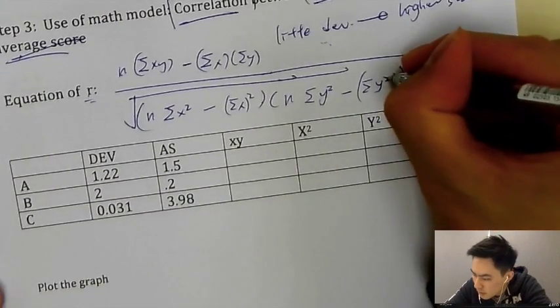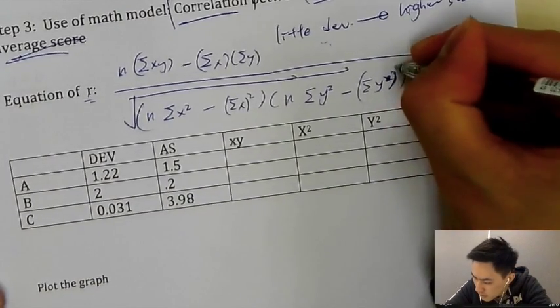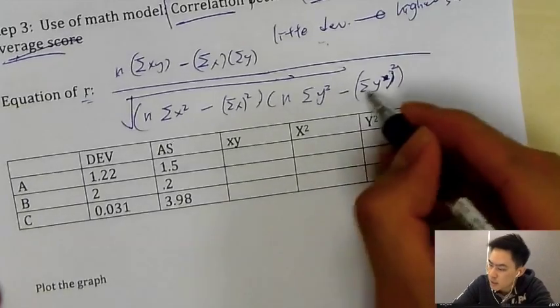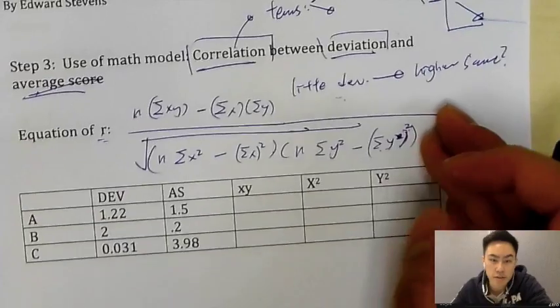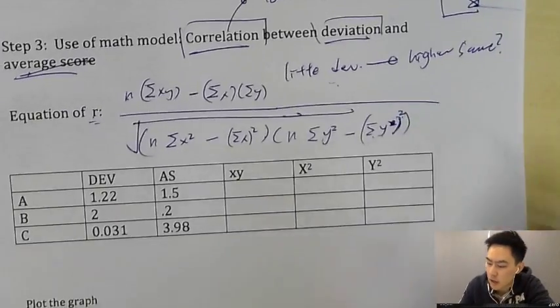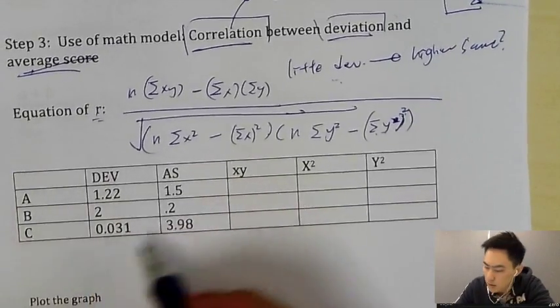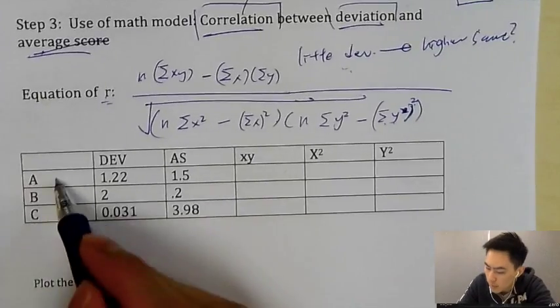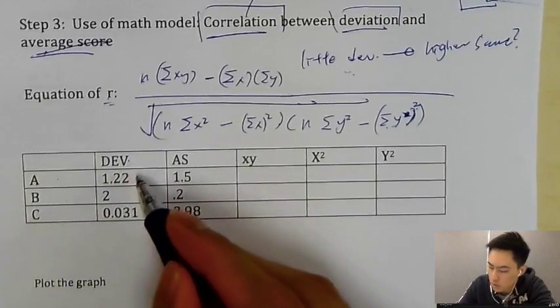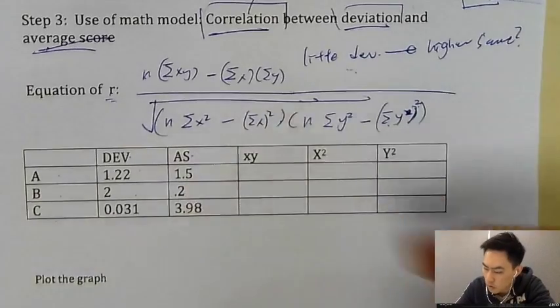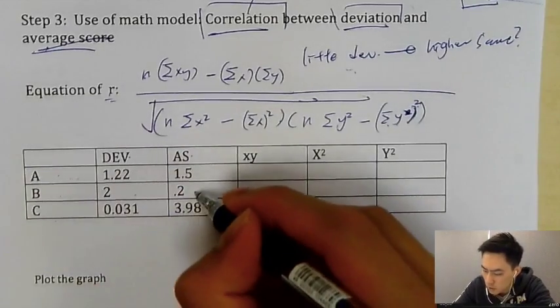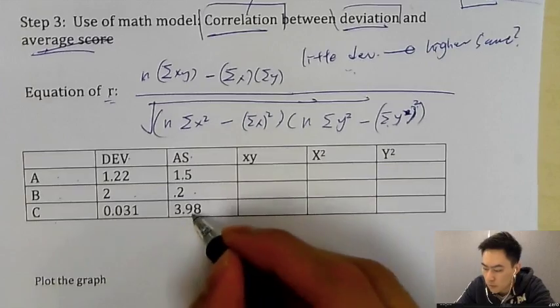Oh, actually here is close the bracket and then square. Okay, so it's ey and then square. Yeah, so this seems hard to understand, right? Okay, so basically right now I use the table here, then you understand. So A, B, C different phases, and the deviation is 1.222 and 0.031, right? Okay, and then for the average score is 1.5 for A, 0.2 for B, and then 3.98, right?